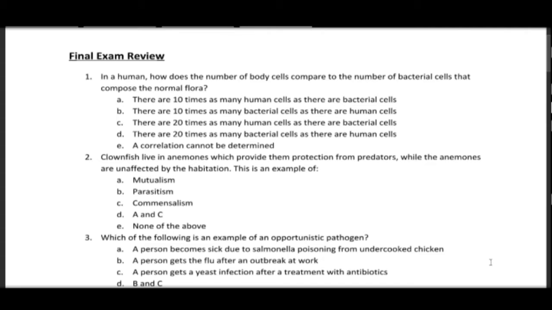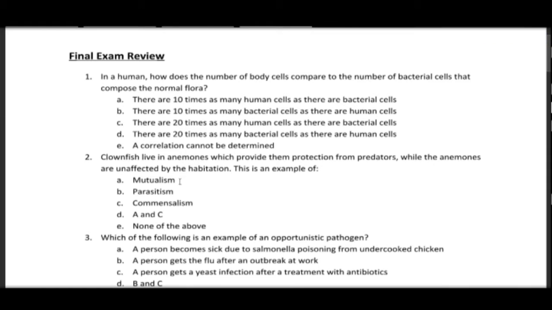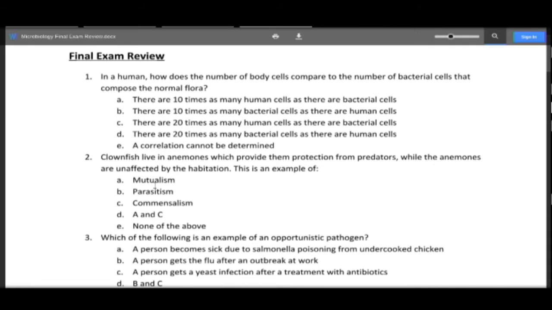Number 2 says, clownfish live in anemones, which provide them protection from predators, while the anemones are unaffected by the habitation. This is an example of A, mutualism, B, parasitism, C, commensalism, D, A and C, or E, none of these. So in order to answer this question, we need to first define mutualism, parasitism, and commensalism. So mutualism sounds like mutual. So a mutual agreement is where people both agree together and things are good. So mutualism is where both the clownfish and anemone would benefit.